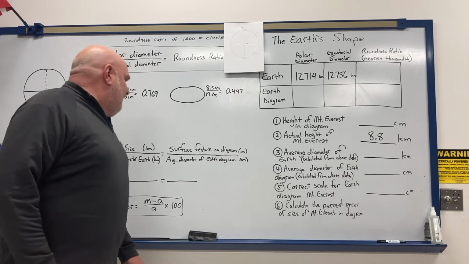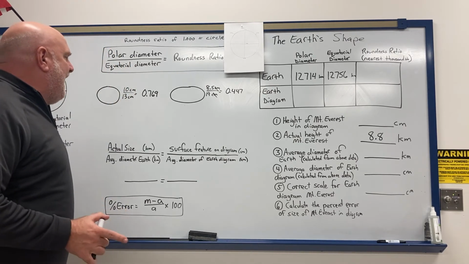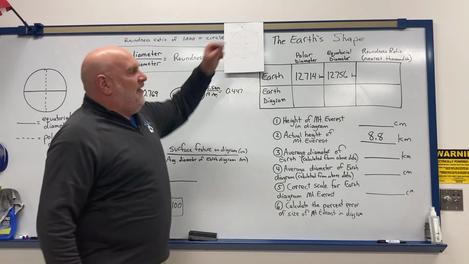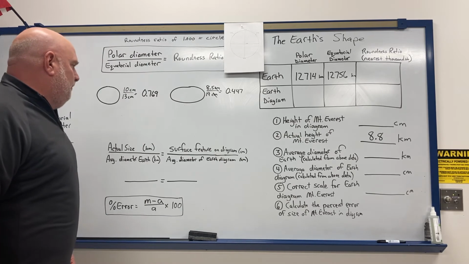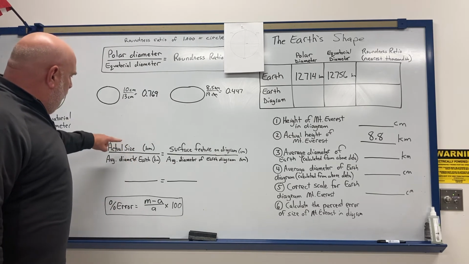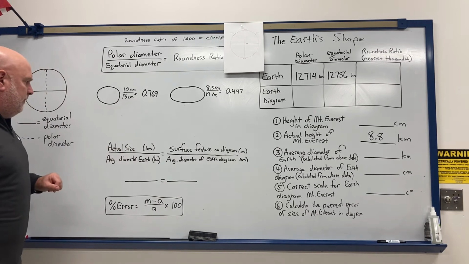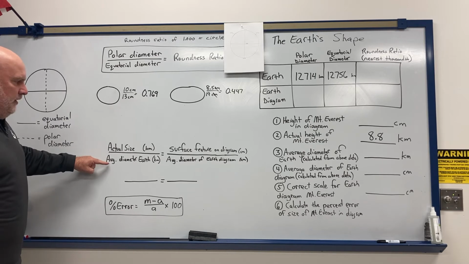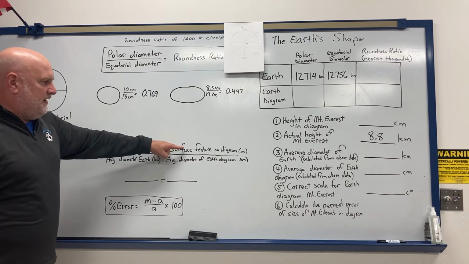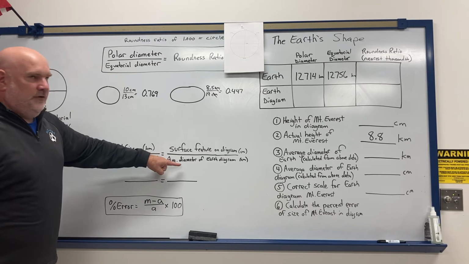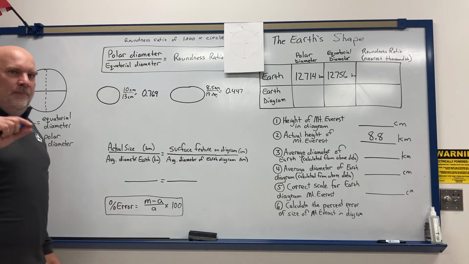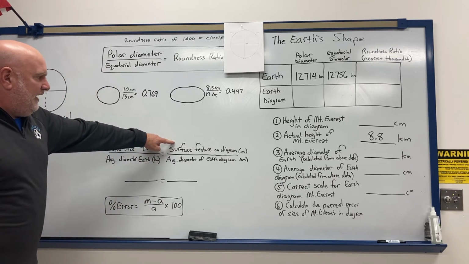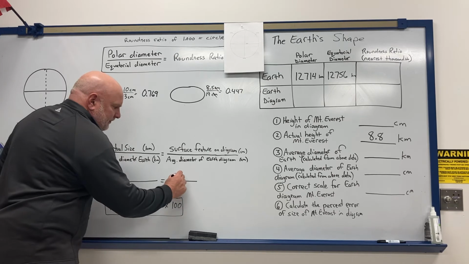All right, so first off, what we're trying to find out is how big Mount Everest should be on that diagram if it's drawn true to scale. So of these things in this proportion, it's the actual size of a feature over the average diameter of the Earth, equal to the surface feature on the diagram over the average diameter of the Earth's diagram. What we're trying to figure out is how big Mount Everest should be on that diagram. So that's the surface feature on the diagram, which is X right there. That's what we're trying to find out.